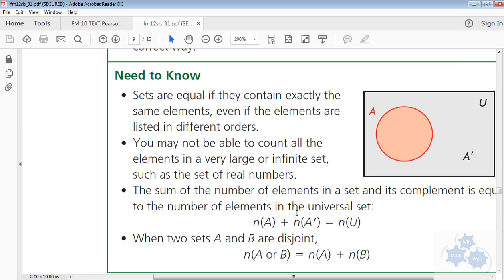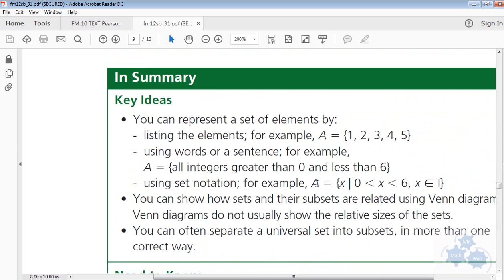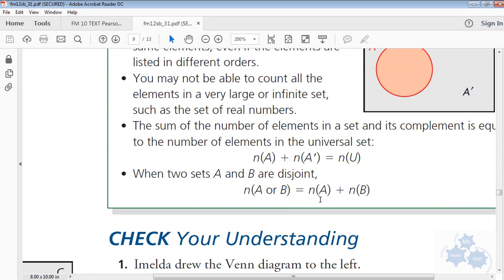And what about this A or B thing? We'll talk more about this in another lesson. But if there's a subset A and a subset B, then you're basically counting all the items in either one, in A or in B, and you count them all together.